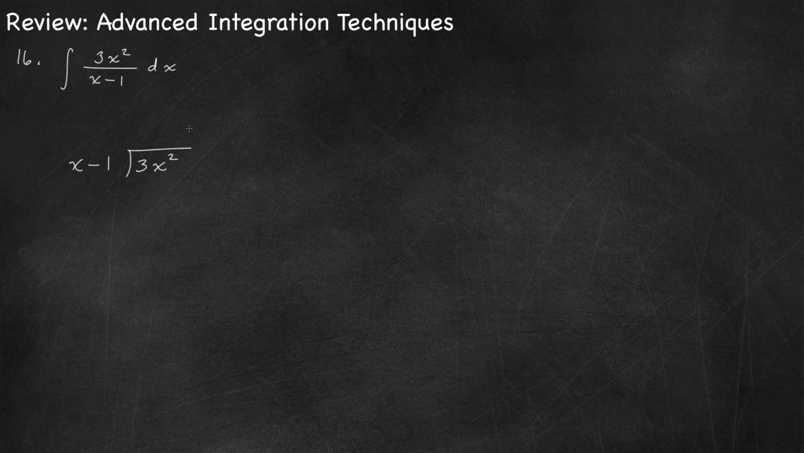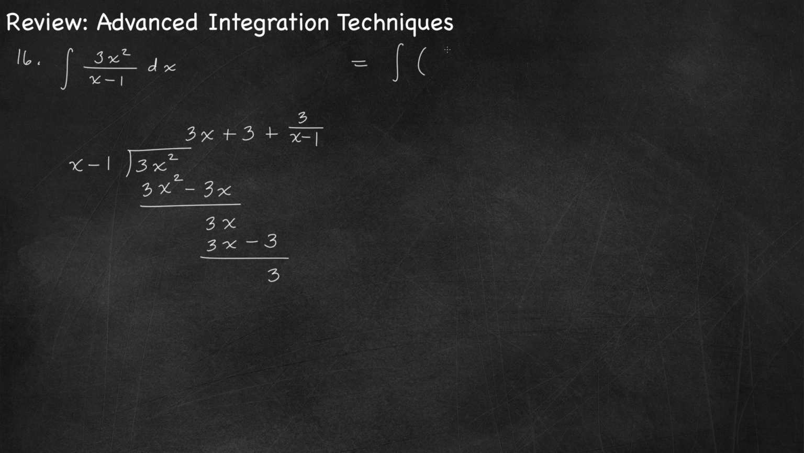So x times 3x will give me 3x squared minus 3x, and then I subtract that, so I get 3x, and I repeat the algorithm. So plus 3 will give me 3x minus 3, subtract, that's my remainder. Okay, so the integral is equivalent to the integral of 3x plus 3 plus 3 over x minus 1 dx, which integrates to 3x squared over 2 plus 3x plus 3 ln absolute value x minus 1 plus c.